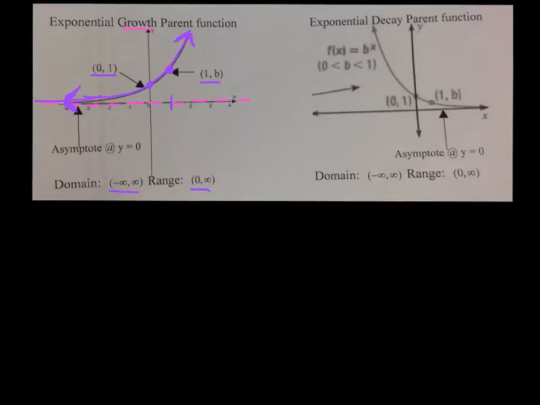Alright, here's the exponential decay. Now, it looks exactly the same as the growth, only reflected over the y-axis. It starts up high and then comes down, with an arrow and an arrow. And it also approaches an asymptote at y equals 0. It also has a point at 0, 1, and then at 1, b, only now b is a number that is less than 1, so it's coming down. And we have our domain is all real numbers. Our range, again, is 0 to infinity.